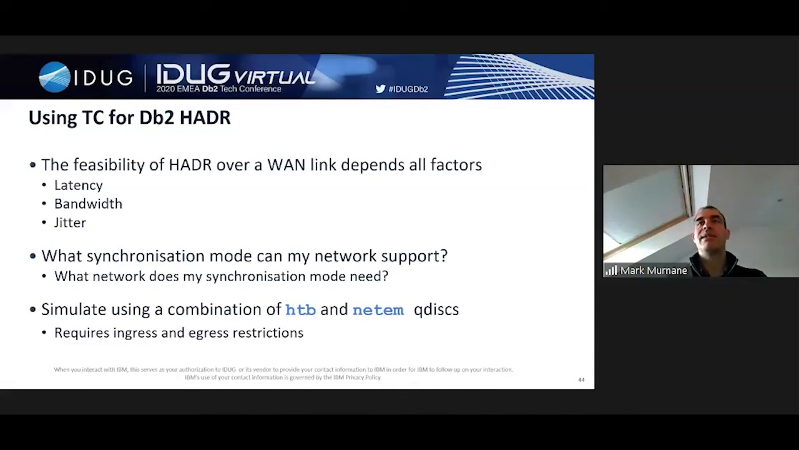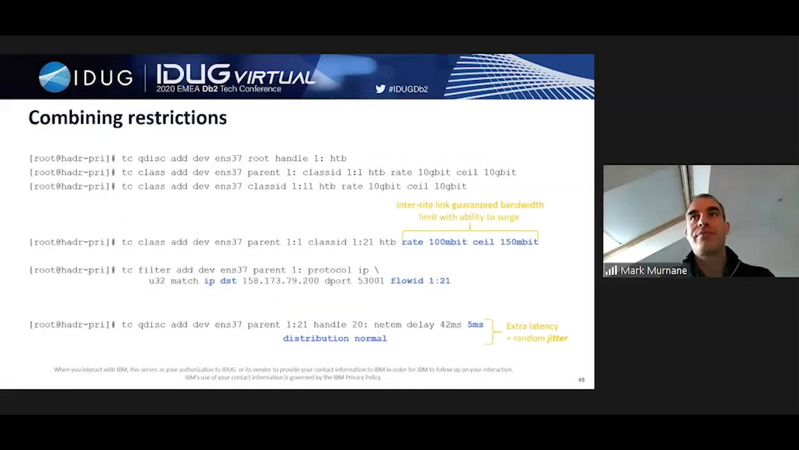So in this example, we build on the two previous examples, but the major difference is that your transactions are now very much reliant on the efficiency of the network communications. So we simulate this using a combination of HTB, hierarchical token bucket, and netem qdiscs. And we're going to use ingress and egress restrictions.